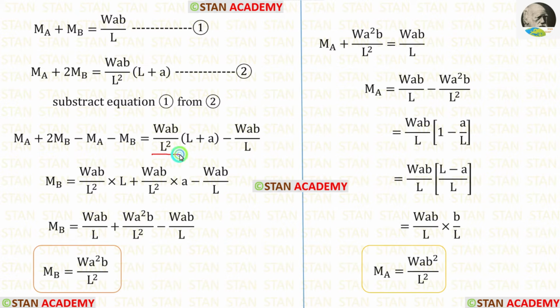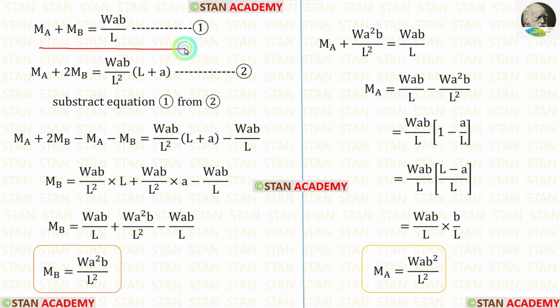Let us multiply this with L plus A. When we do that, we will get this. We can cancel this L and square. A into A, we will get A square. Then we can eliminate these two terms. Finally, we are getting MB, which is equal to WA square B upon L square.